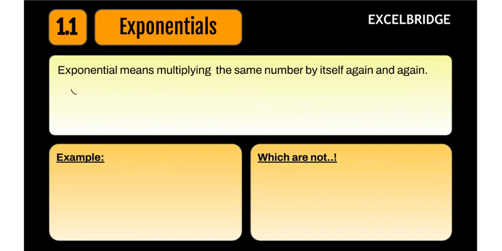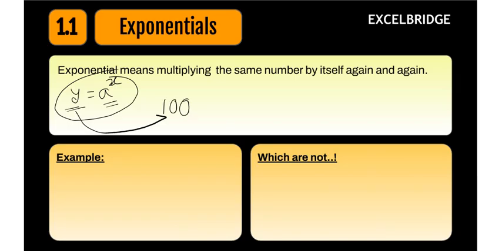So y equals a power x. This function grows rapidly as x increases. That means in this function, suppose 100 is y, a is 10, and x is 2.